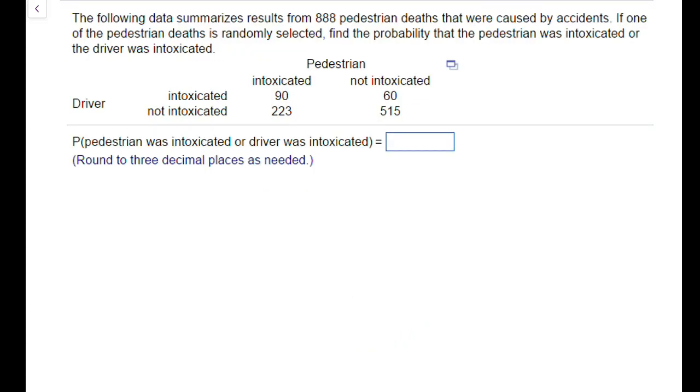So let's do one more example. So in this example, we have the following. It says the following data summarizes results from 888 pedestrian deaths that were caused by accidents. If one of the pedestrian deaths is randomly selected, find the probability that the pedestrian was intoxicated or the driver was intoxicated.